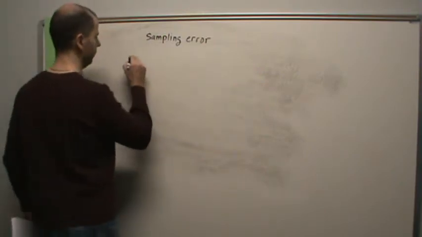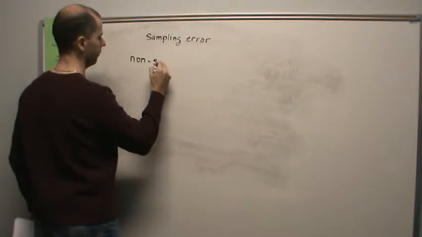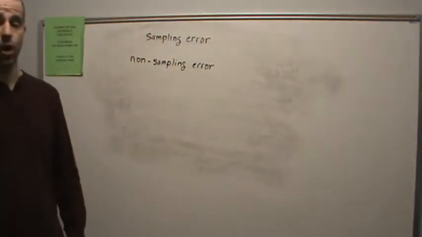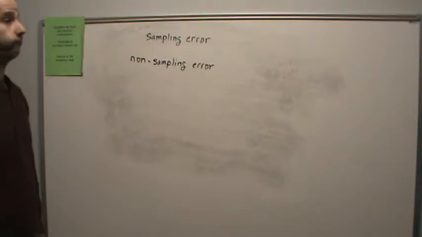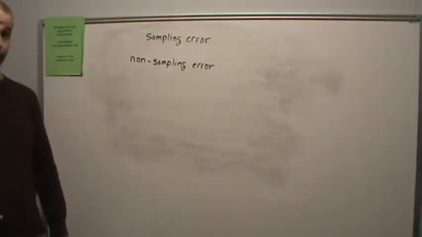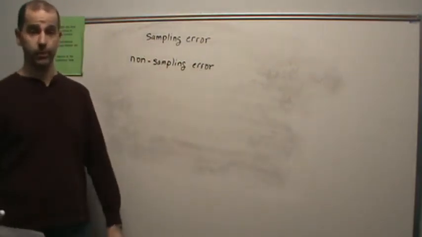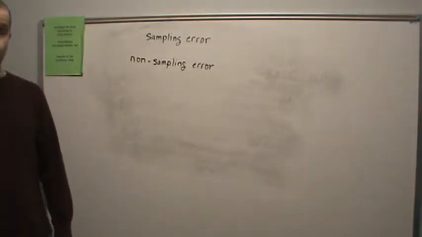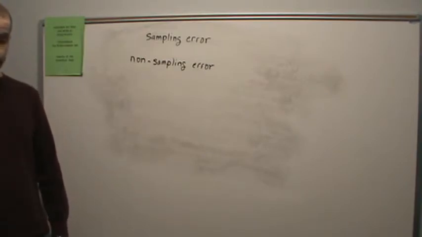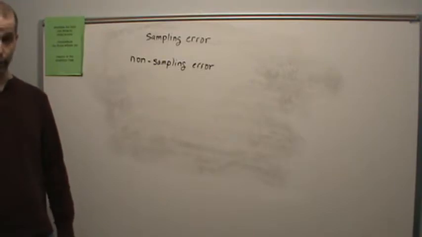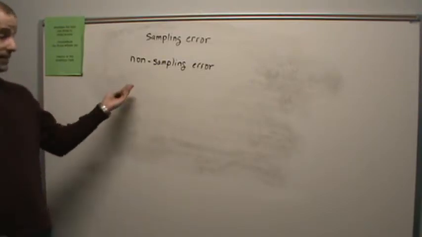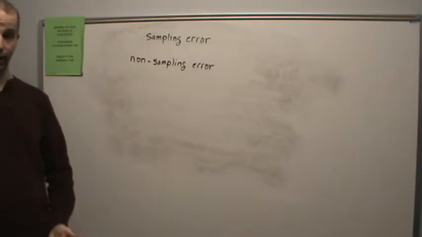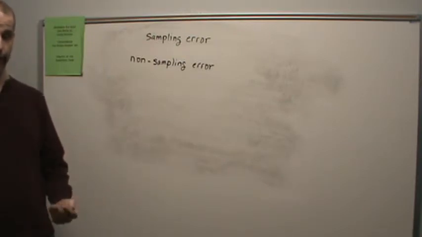Now, non-sampling error is different. That is error that's caused by things that are within our control, things that we can avoid, right? Sampling error is unavoidable. It's just caused by the fact that we're sampling data, okay? Non-sampling error is things that can be avoided. For example, a measuring device that is not working correctly could cause non-sampling error, okay? A machine that's not calibrated correctly could cause non-sampling error. It's not measuring correctly, okay?